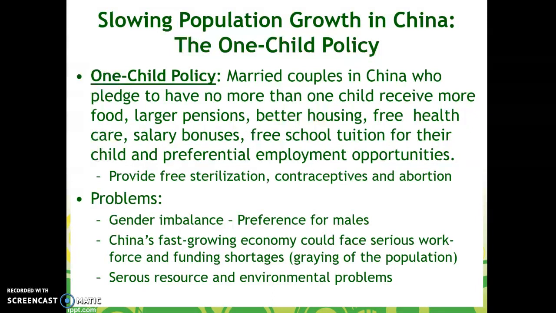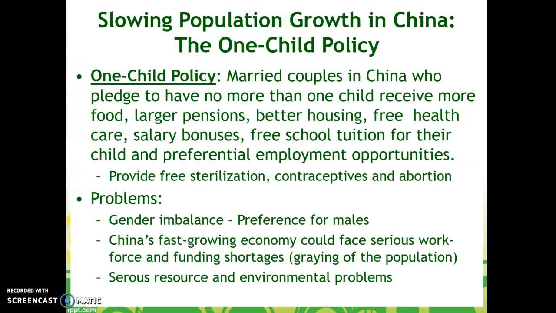So other problems also include things like a gender imbalance. In China, there's a preference for males because women, when they're married off, they go to live with the family of the husband. So males stick around to take care of their parents when they're older. So there was a preference for males, which led to a gender imbalance. A lot of males and very few females because families would end up getting abortions if they found out that they were pregnant with a girl, and they would try again for the boy.